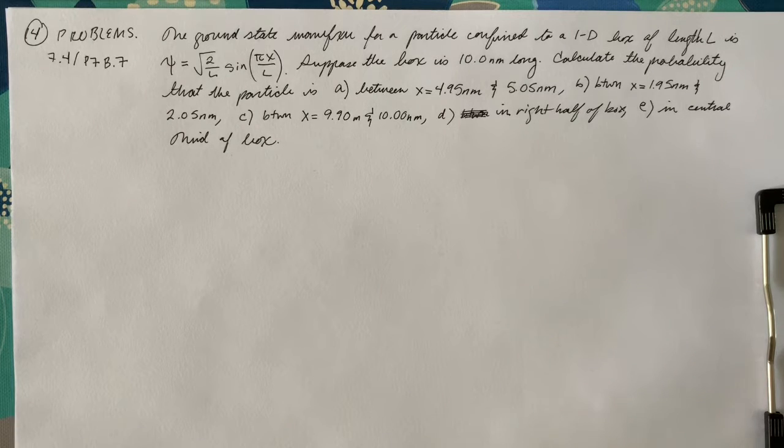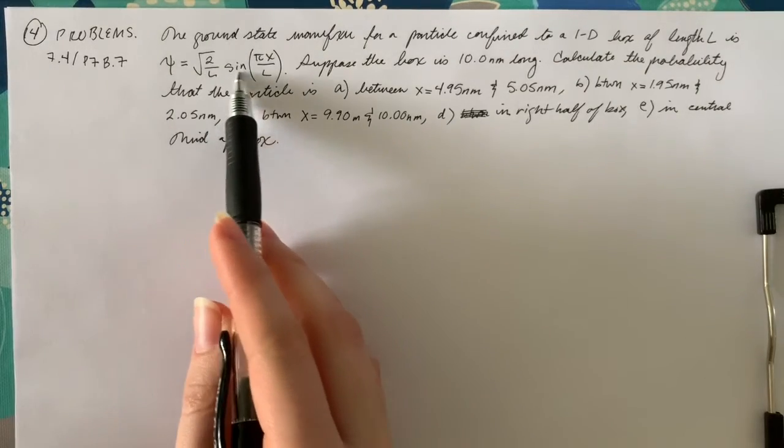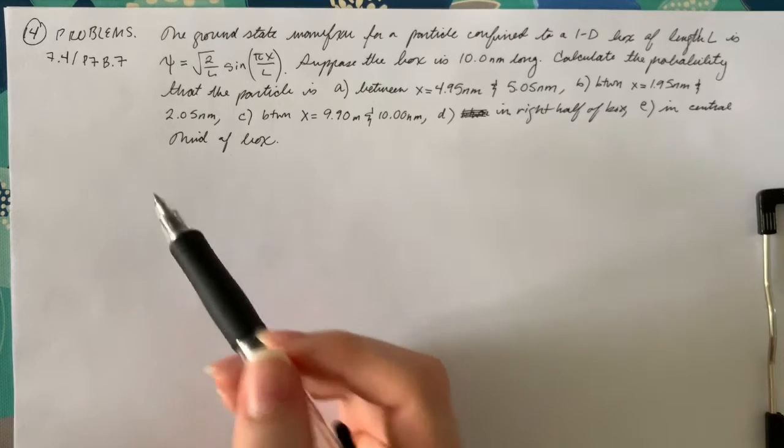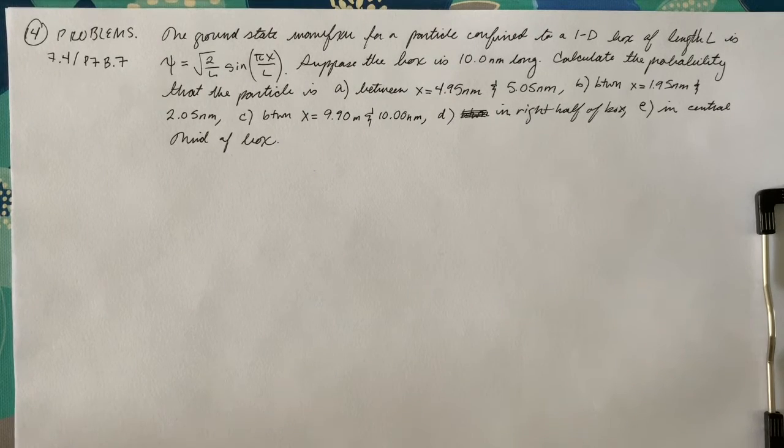Hello everyone, we're back to talk about probability some more. In homework problem number 14, we're given a wave function for a particle confined to a 1D box of length L. This wave function is basically the same wave function we've been working with all chapter. We're given a bunch of different boundaries within this 10 nanometer long box, and we're going to see how probable it is to find the particle within that bound.